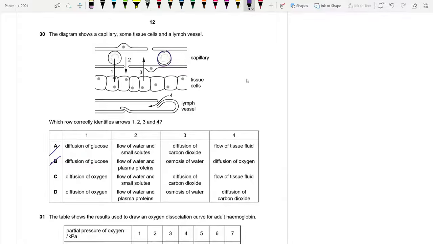Now what is 2? What else goes from the blood plasma into the tissue fluid? Water and small solutes or water and plasma proteins? Think about it. Plasma proteins are actually too big to pass through, so it should be C. Carbon dioxide goes from cells to plasma, okay. And what about 4? It's the flow of tissue fluid into the lymph vessels, right?